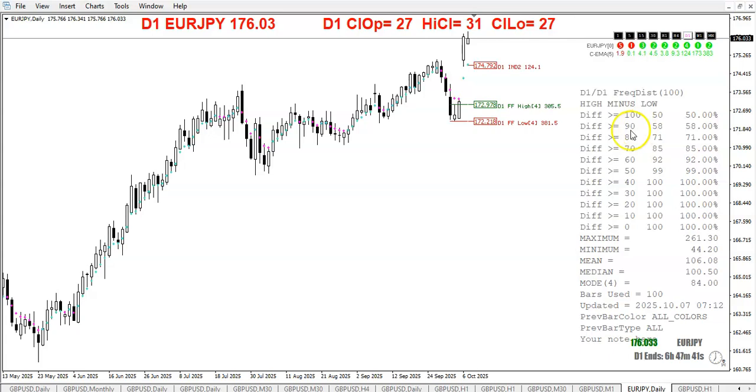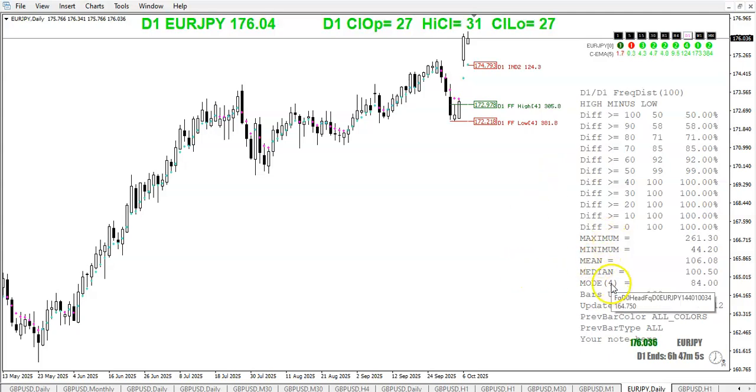I usually like to use these on the daily frequency distributions. So the first thing is the range. If we look over the last 100 trading days, so we had 100 bars used, we're looking at high minus low, the full range.